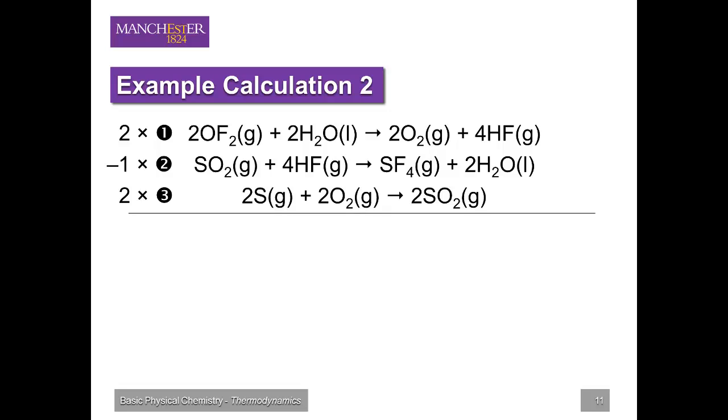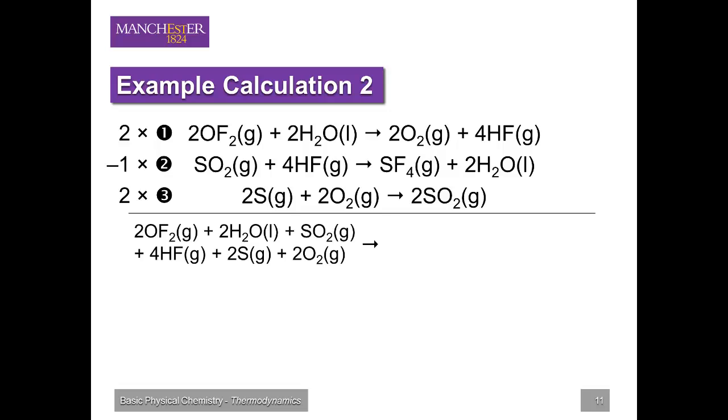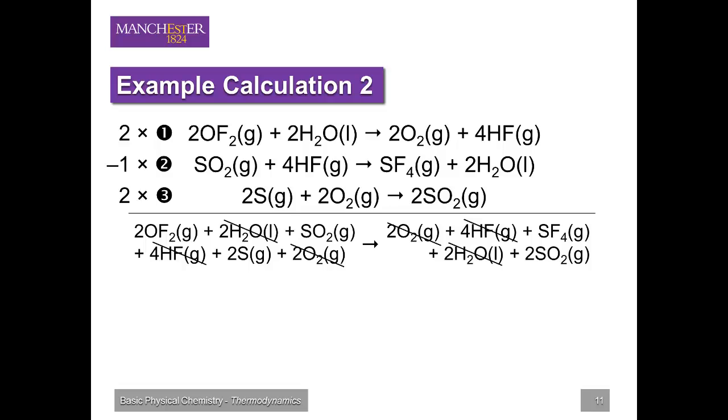What we then do is we add everything on the left hand side of the equations together, so we actually get 6 species, and then we add everything on the right hand side of the equations together. The next thing to do is to see if anything can be cancelled on either side of the equation, and we should hopefully see that there are 4 HF gas on the left and 4 HF gas on the right, so they cancel. There are 2 waters on the left and 2 waters on the right, so they also cancel. There are 2 oxygens on the left and 2 oxygens on the right, so they cancel.